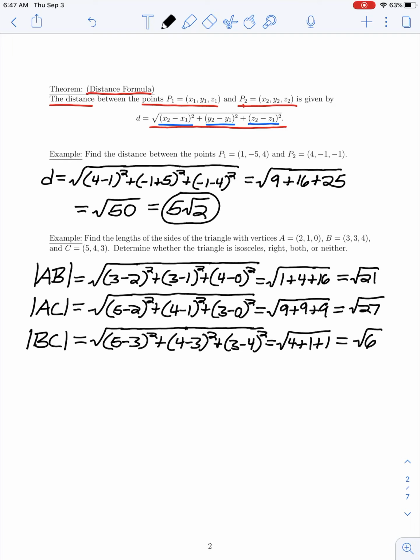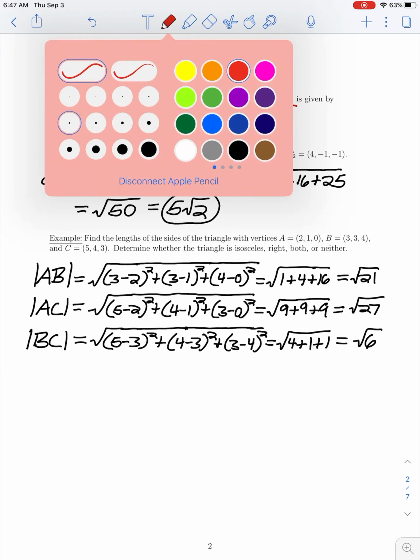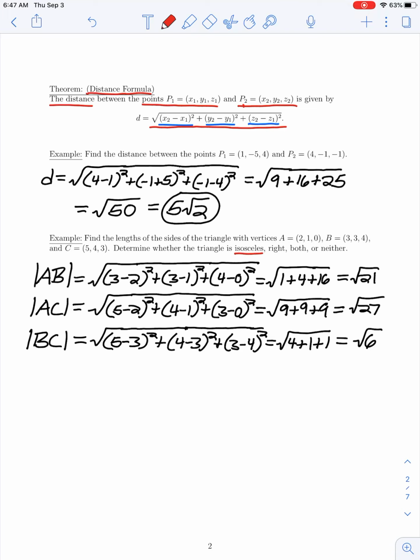So we have the lengths of the sides of this triangle, ABC, and then the second part of the question asks us to determine whether this triangle is isosceles, right, both, or neither. So let's start with the first question. Is this triangle isosceles? We'll recall an isosceles triangle has 2 sides that have the same length. So looking at the lengths of our 3 sides, we see that none of them are equal to one another. So it cannot be isosceles.